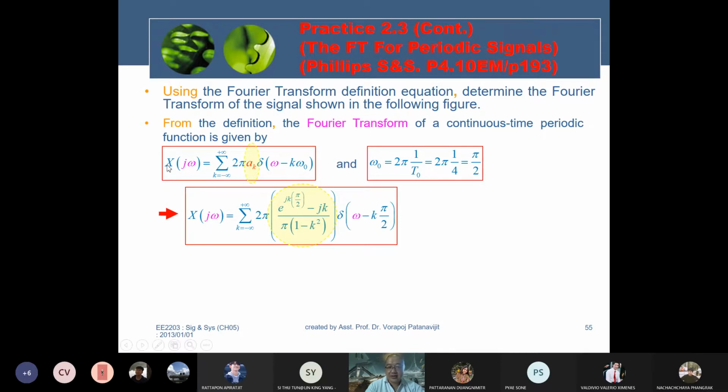You get a_k; substitute them from the definition. The Fourier transform of this will be equal to the Fourier series, so push them in this form: the summation from k equals minus infinity to infinity of 2π a_k δ(ω − kω₀). You can determine ω₀ by substituting T equal to 4. Therefore, ω₀ equals π/2. a_k equals this term. Substitute them, and here is the final answer, the form of the Fourier transform for this periodic signal.